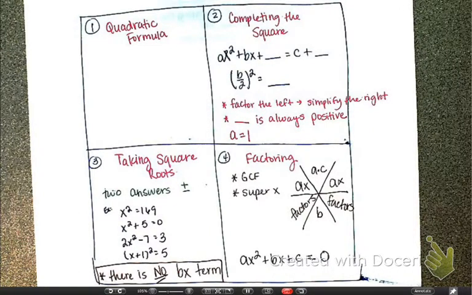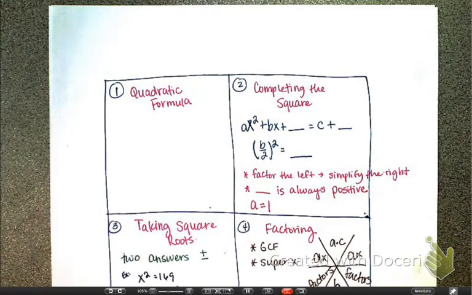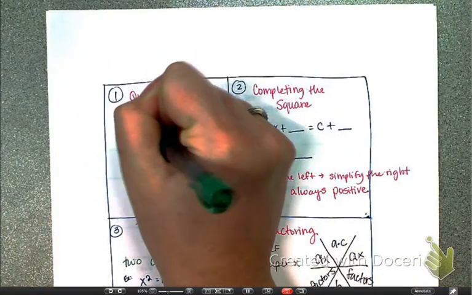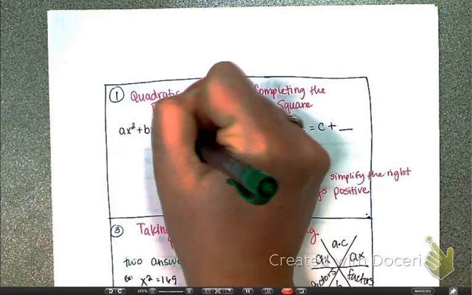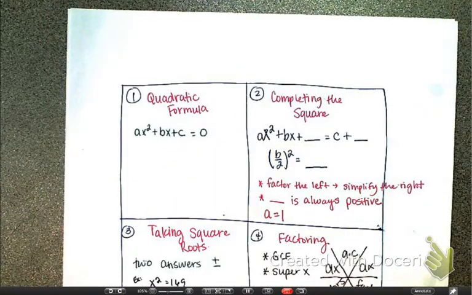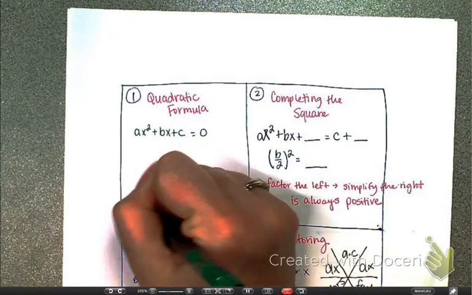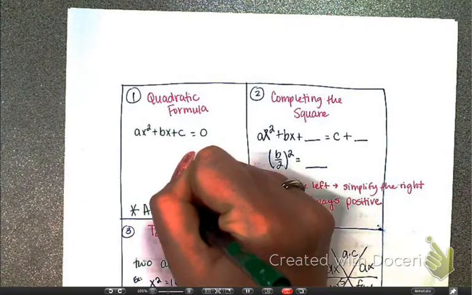And then last but not least, the most recent was the quadratic formula. What can you tell me about the quadratic formula? Standard form. Okay, so it needs to be in standard form. So AX squared plus BX plus C equals 0. Joseph? It always works. It will always work.